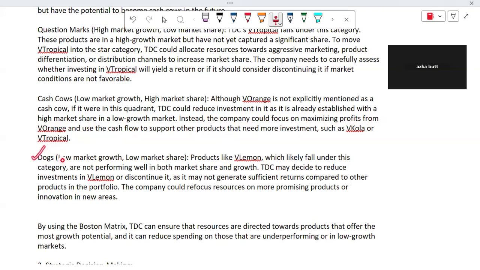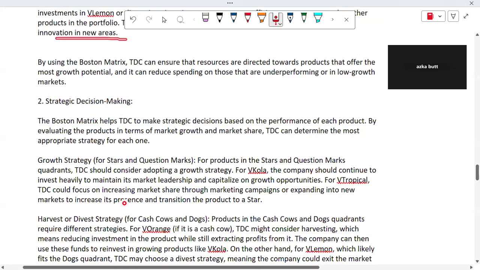Dogs, the last quadrant. Dog means the low market growth and low market share. So a product like V Lemon, which is likely to fall under this category, is not performing well in both market share and growth. So TDC may decide to reduce investment in V Lemon or discontinue it as it may not generate sufficient returns compared to the other products in the portfolio. So the company could refocus resources on a more promising product or innovation in the new ideas.